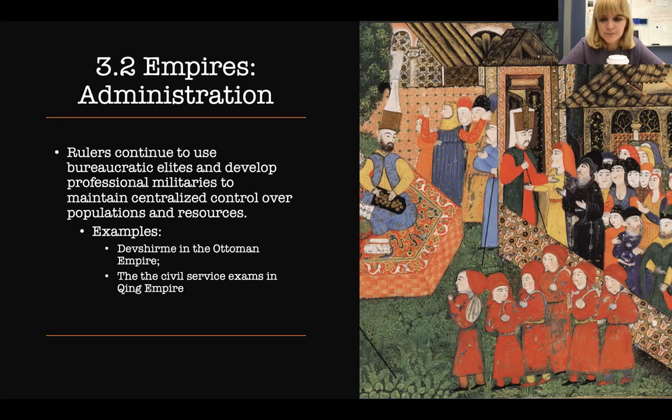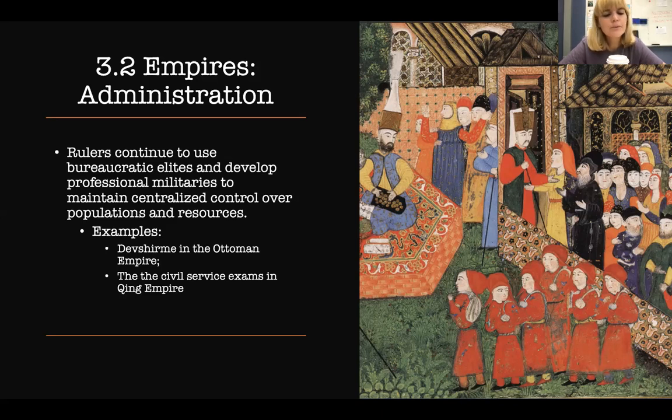And professional militaries are used not only to expand the empire, but also to maintain control over populations and resources. So think about it. In the Ottoman Empire, if there's a group of people that start to think, oh, I'm going to rebel against the caliph, he just sends in his professional military to sort of quell this rebellion. Okay, professional militaries are important.